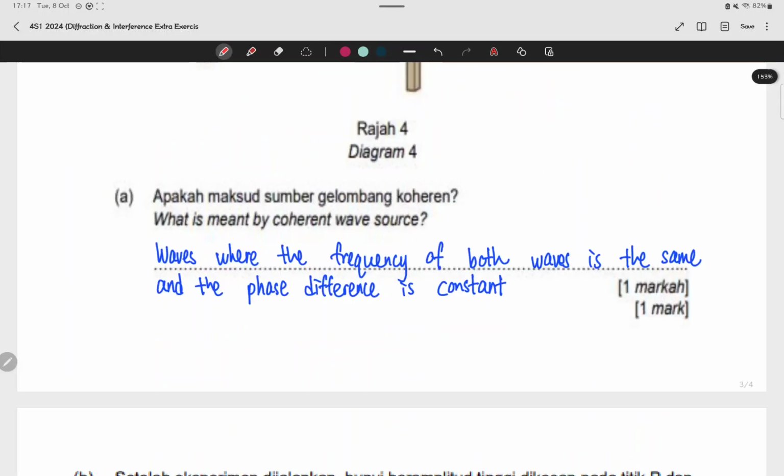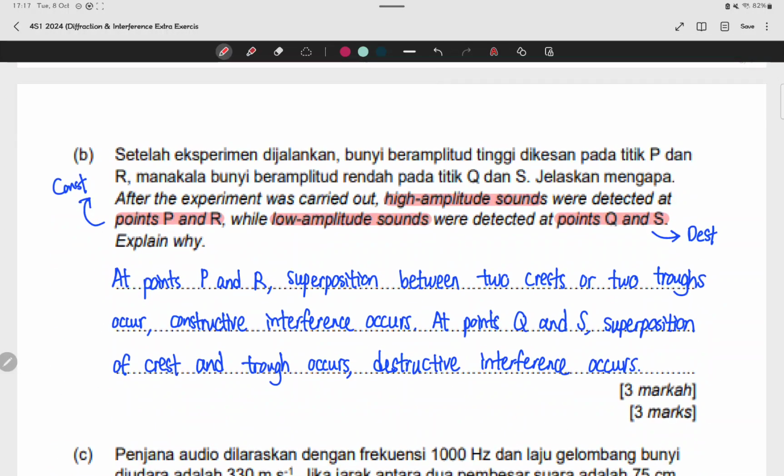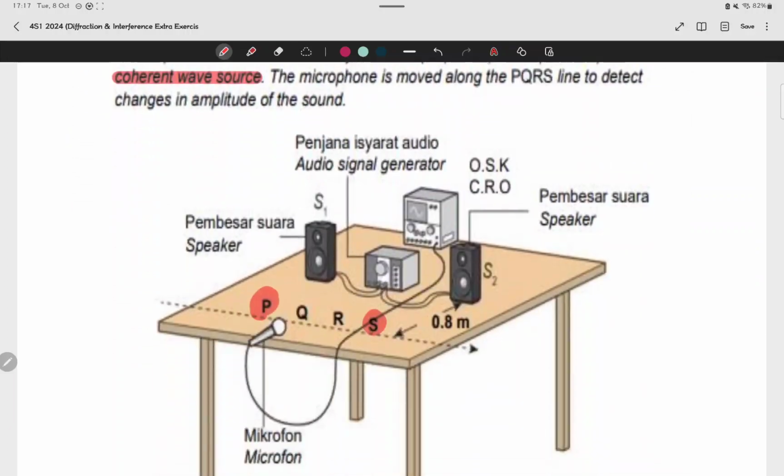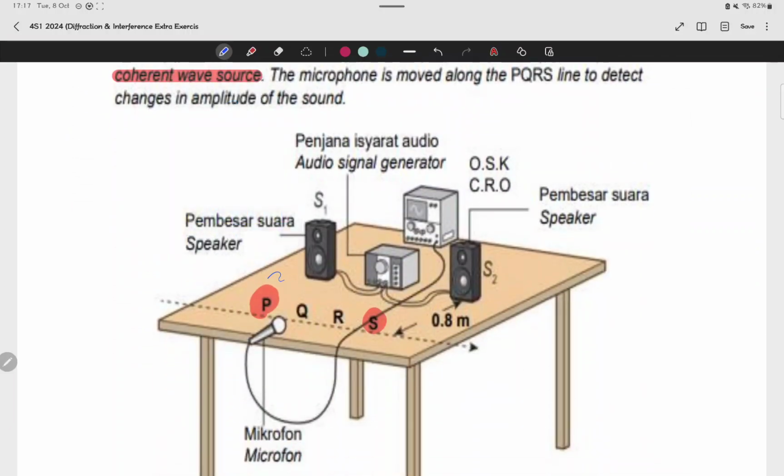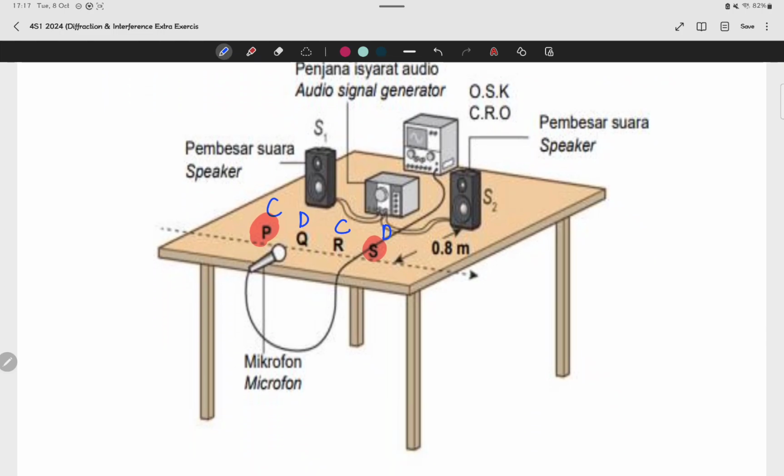So let's say just now the question stated already, P and R are constructive. So let's write here, P is constructive, R is constructive. So Q and S are destructive, right? Okay, so C is for constructive, D is for destructive. Let's say if you cannot determine, where is the distance for X? P to R, 这个是一个 X.